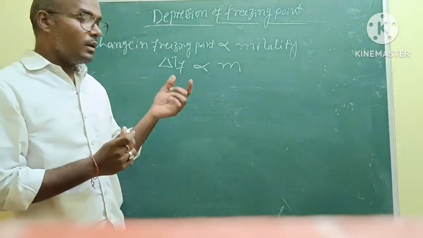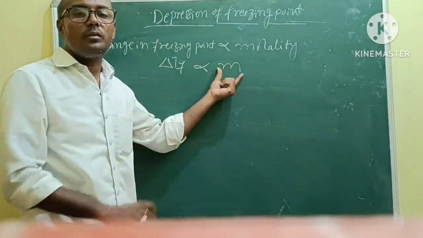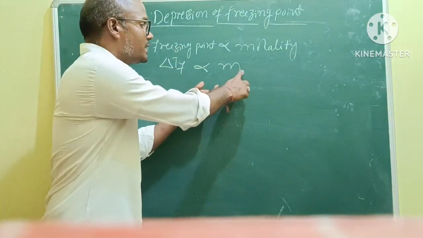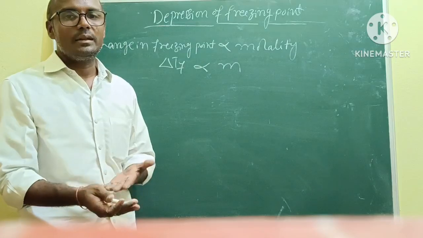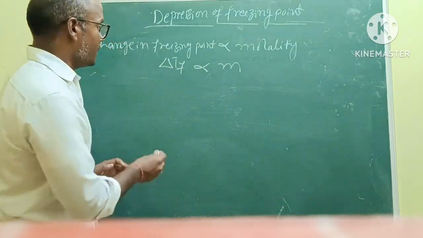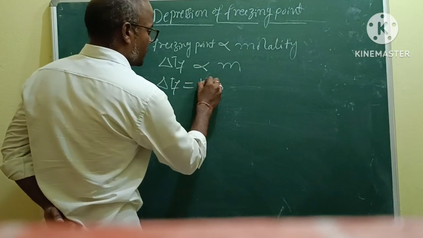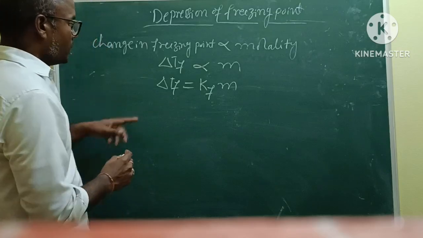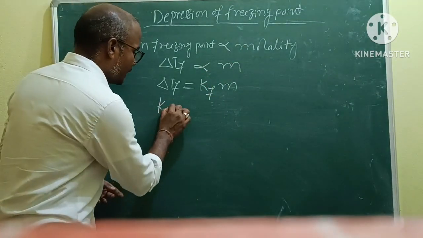It means whatever change of freezing point occurs is because of the change in concentration. That concentration term here is used as molarity, the number of moles of solute present per kg of the solvent. And for delta TF, the proportionality constant is considered as Kf. So delta TF is the change in freezing point, M is the molarity, and what is meant by Kf?